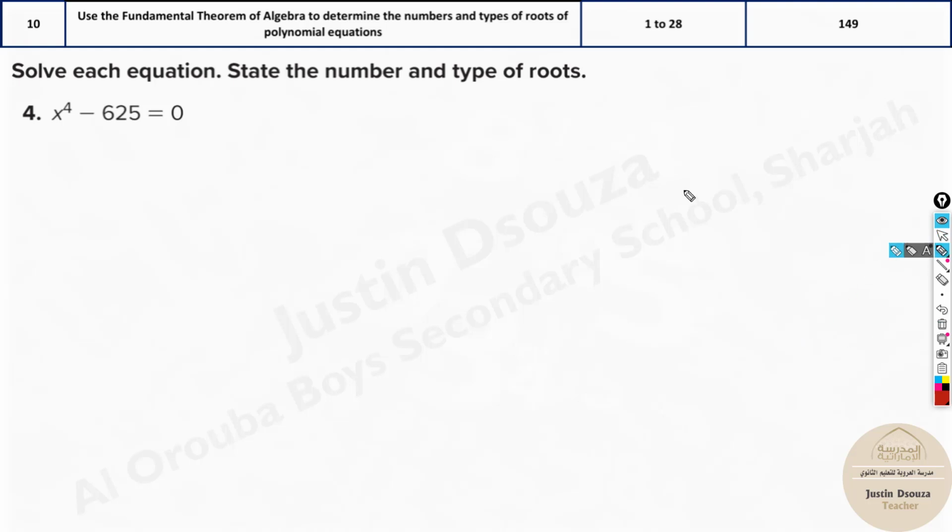Here, different ways can be used to solve this problem. What I usually prefer is, instead of x power 4, I take it as u square. Like, assume u to be x to the power 2. So what is u square? x power 4. We have done this in the question number 7. So here this is u square minus 625 equals 0. Now we can use the calculator and solve this, right?